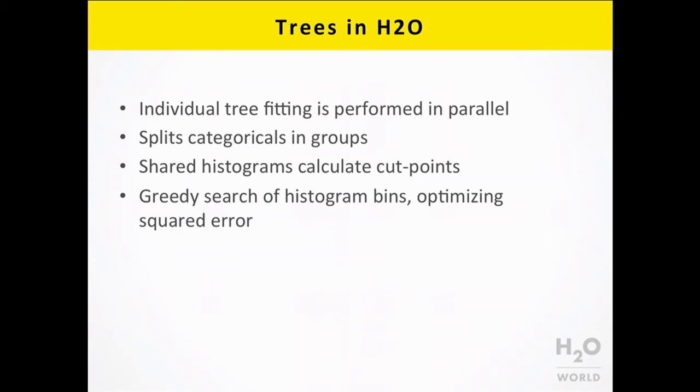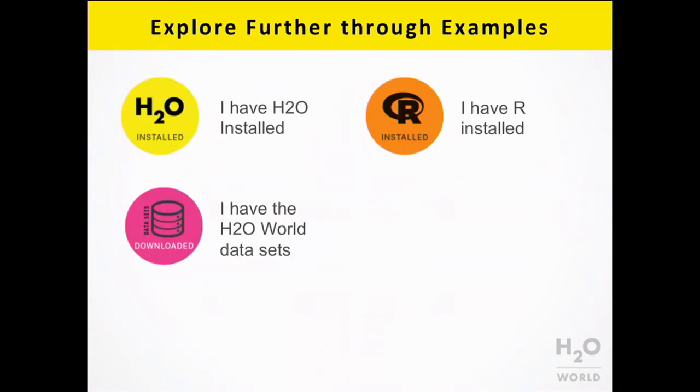We share histograms to calculate cut points. So we're going to do some aggregate statistics, and that's how we can work these out in parallel. And that leads into the next one. So the real way we're going to fit these trees is a greedy search of histogram bins, optimizing the squared error. And so that'll tell you a little bit about how we're doing it. So let's jump into the demos.